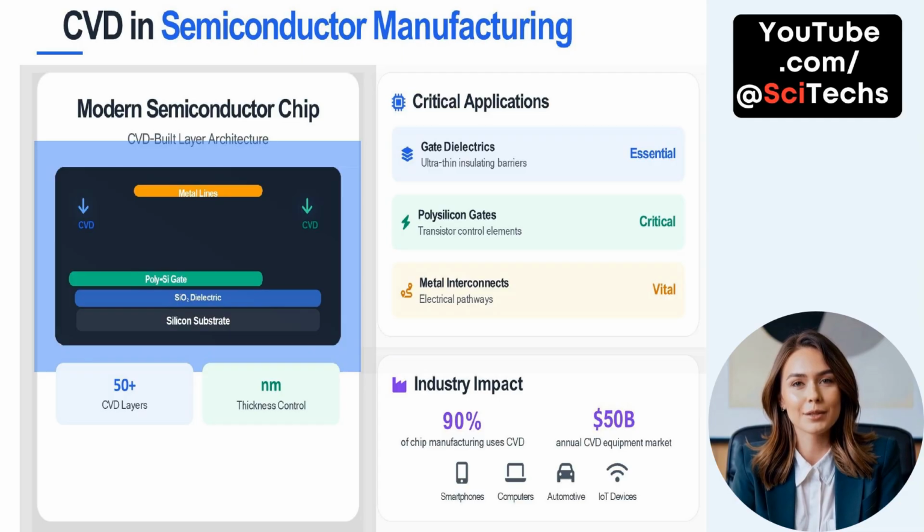Metal interconnects, used for routing electrical signals between components, are also deposited using CVD, and they are vital to overall chip operation. The impact of CVD on the industry is enormous. About 90% of chip manufacturing processes rely on it. Furthermore, the CVD equipment market exceeds $50 billion annually, underscoring its commercial significance. From smartphones to computers, automotive systems, and IoT devices, CVD technology supports nearly every modern electronics platform.